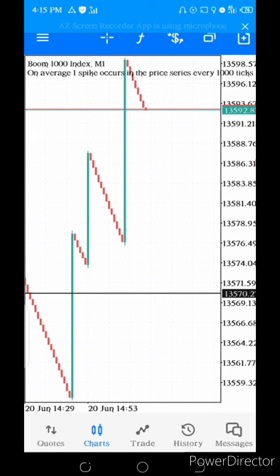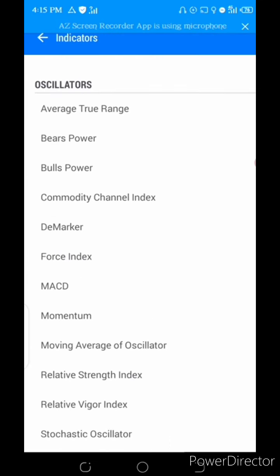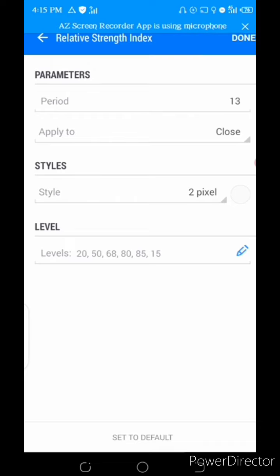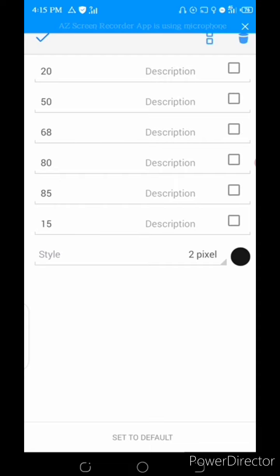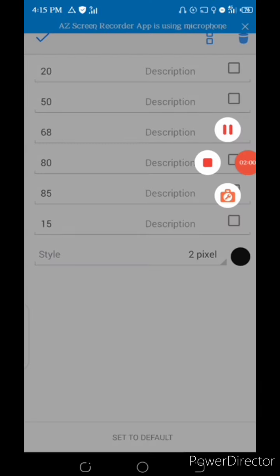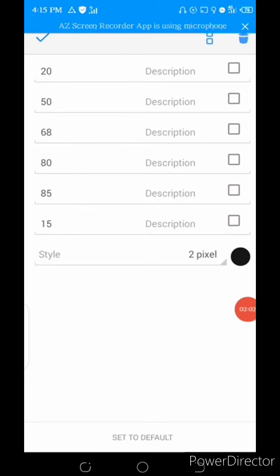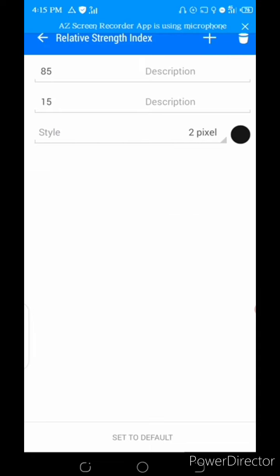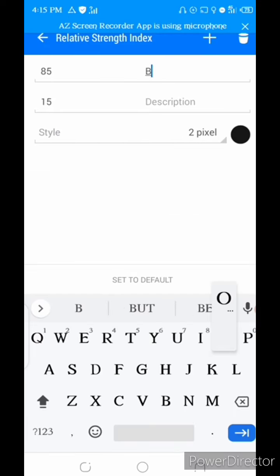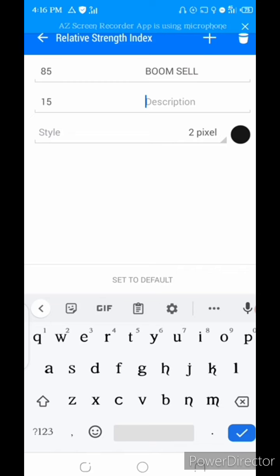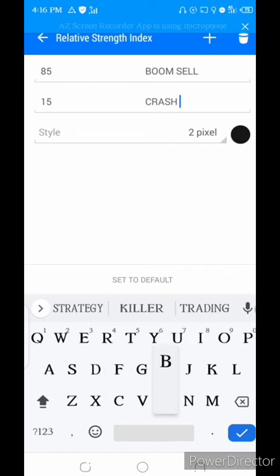The first thing we want to add is we click on the F, and the first thing we want to add is our RSI. So this is how our RSI is going to look. We are going to be using the 13. And for the levels, we are only keeping the 85 and the 18, so we can delete all this. For the 85 we're going to be adding a boom sell, and for the 15 we're going to be adding a crash buy.